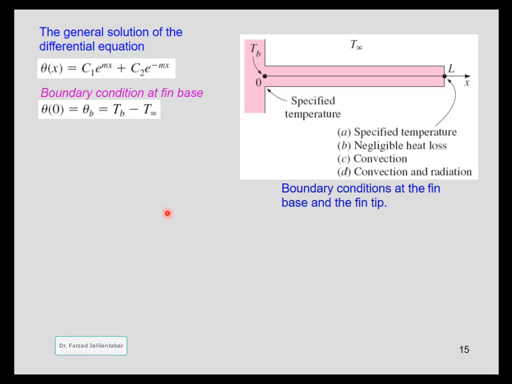Then, as you may know from the previous chapter, to find the general solution for that equation, we should integrate that equation two times. Then we will get the general solution for that differential equation, which is like this: theta of x equals c1 e to the power mx plus c2 e to the power negative mx, where c1 and c2 are the coefficients for this general answer for the differential equation. Now we should find c1 and c2 according to the boundary conditions for the fin. These boundary conditions are actually at the fin base and at the fin tip.